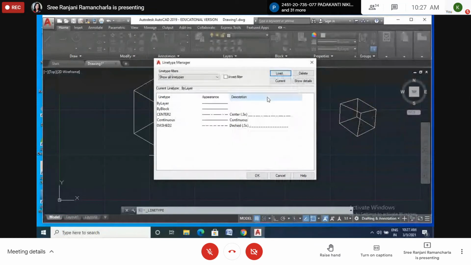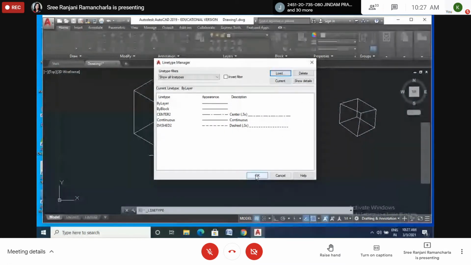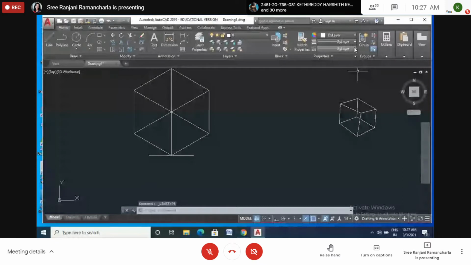We got all this. Now here also, if you select this one, it will come here. Now these three I want to change, because these three are hidden lines, and this one, and this one. So I will change these lines to this one.